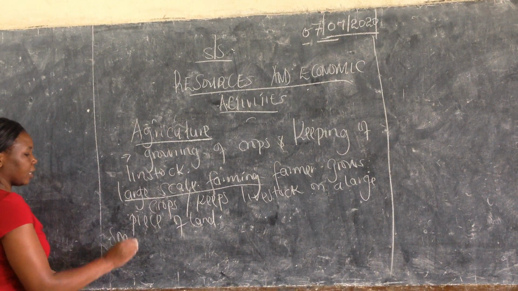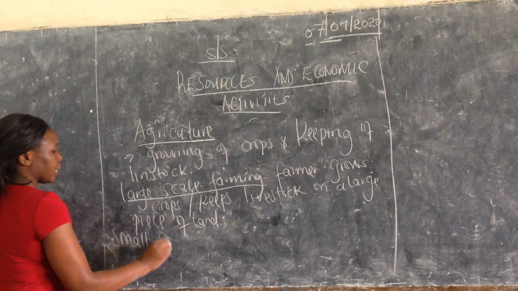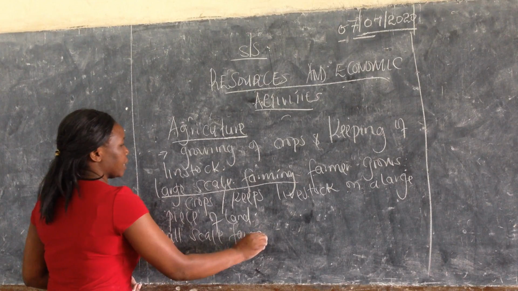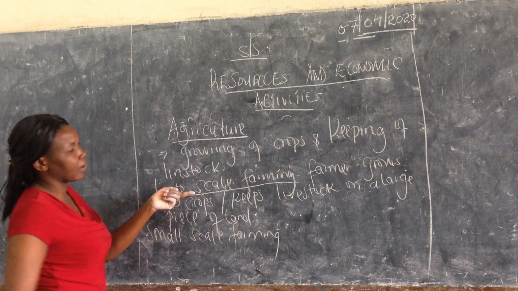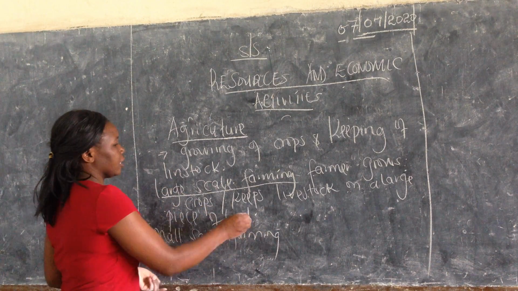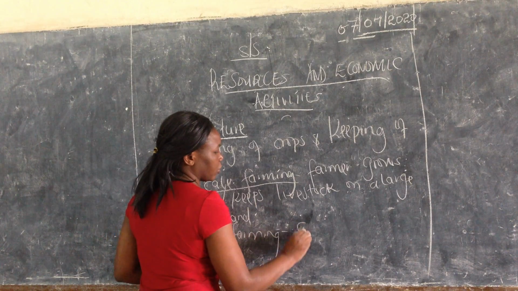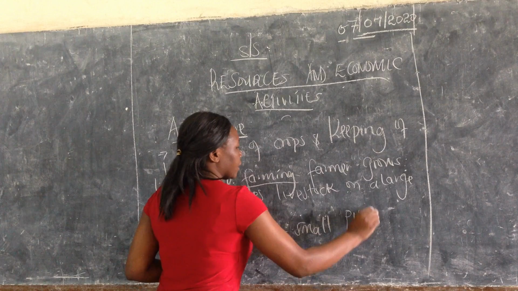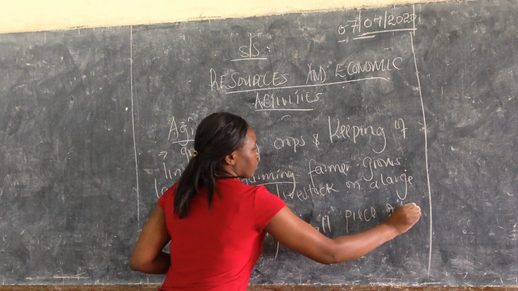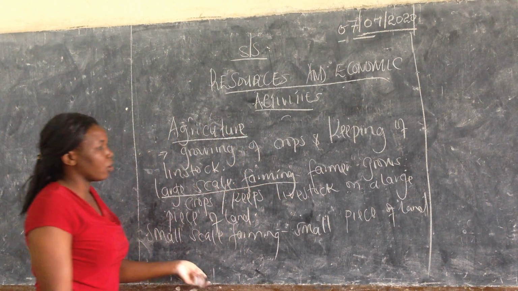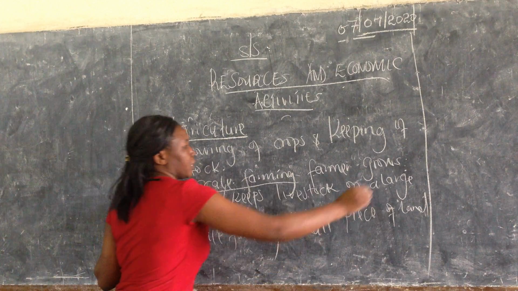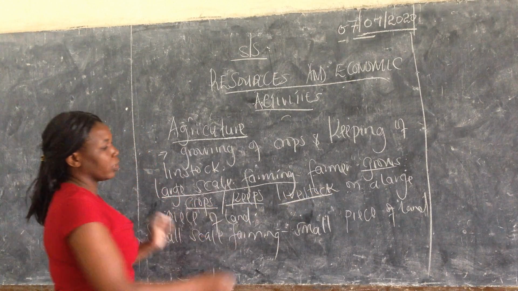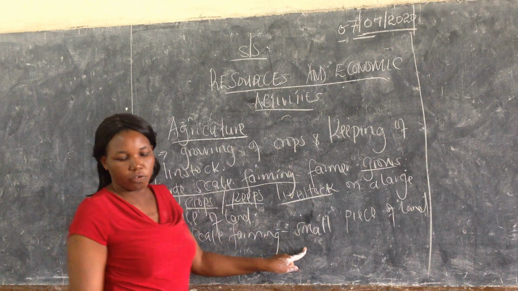Then we have small-scale farming. Small-scale farming is the opposite of large-scale farming. In large-scale farming, I've said a large piece of land; here it is a small piece of land. Here the farmer can grow crops or keep livestock on a small piece of land.